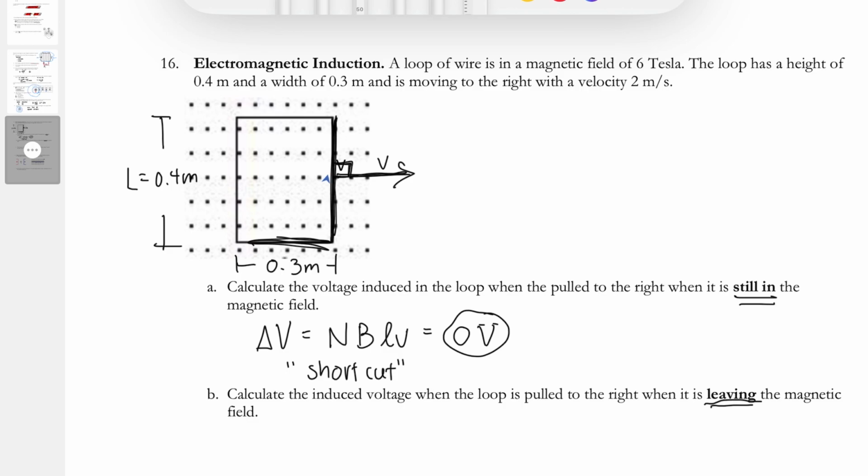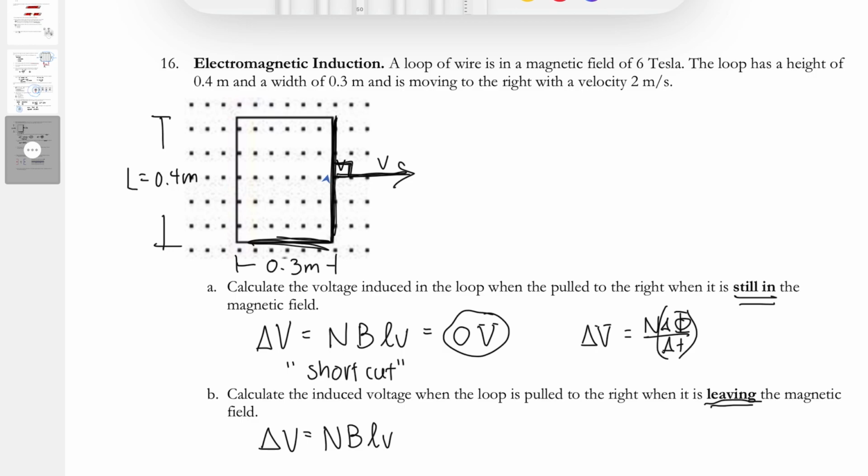This is because the shortcut equation is only true while entering and exiting the field. While the coil is contained entirely within the field, the change in voltage is caused by the change in magnetic flux. While you're within the field, the flux doesn't change. And I can draw this out for you.